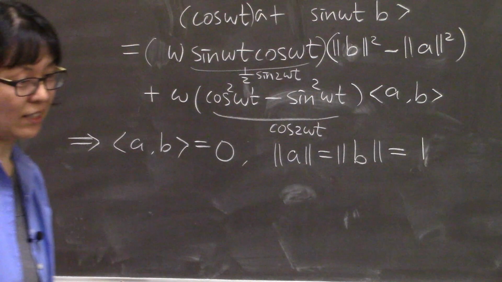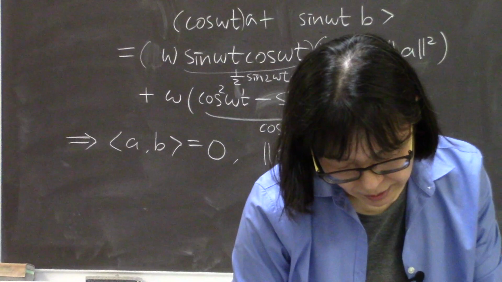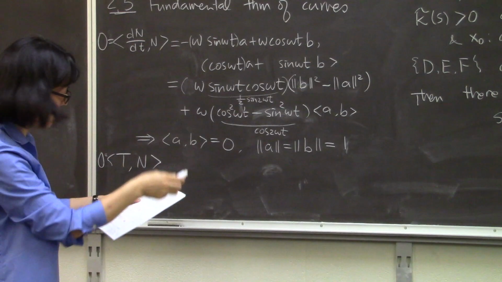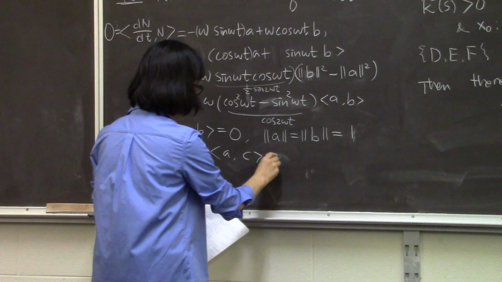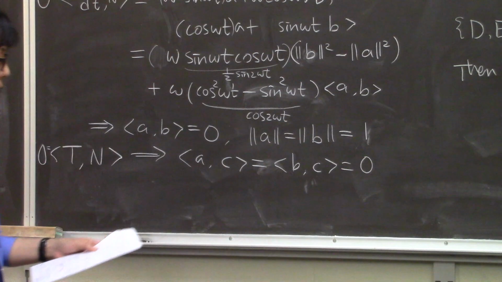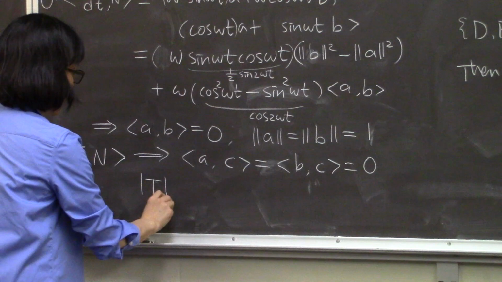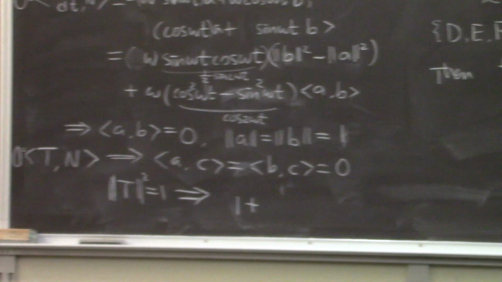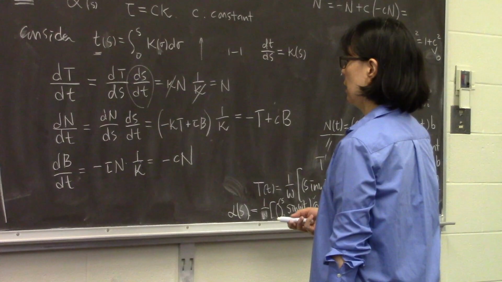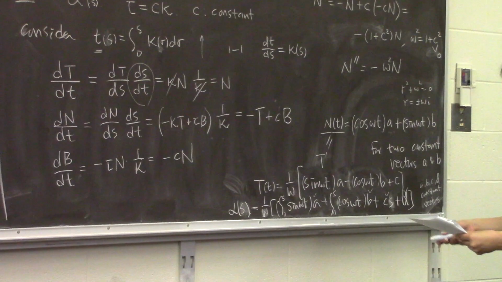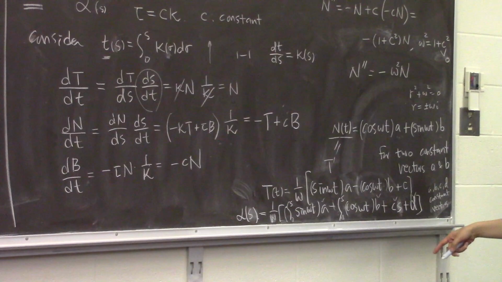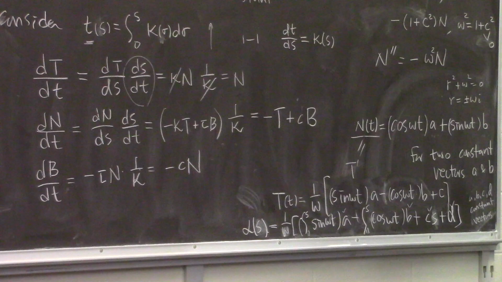Okay, then so far we can see the A and B. Then we can do the same thing for T dot N. So we have T there and N there. So if you do it, A and C and B and C are orthogonal. Also, length of the T, same calculation. This is 1. So we have 1 plus, what is T? Let's see. So magnitude is 1 over W squared, and A, B orthogonal, A, C, B, C orthogonal. So length of that one is 1.